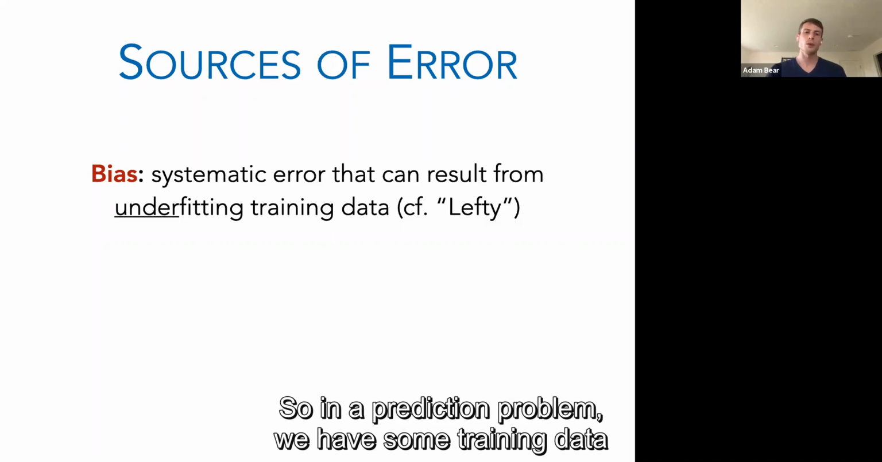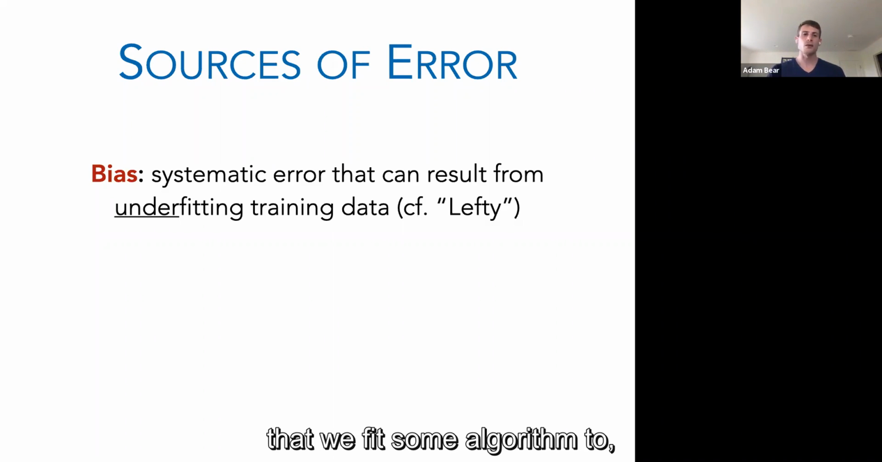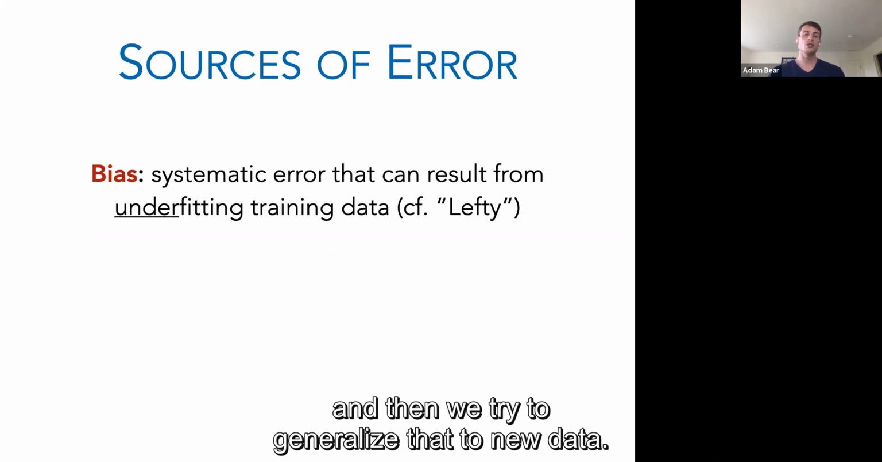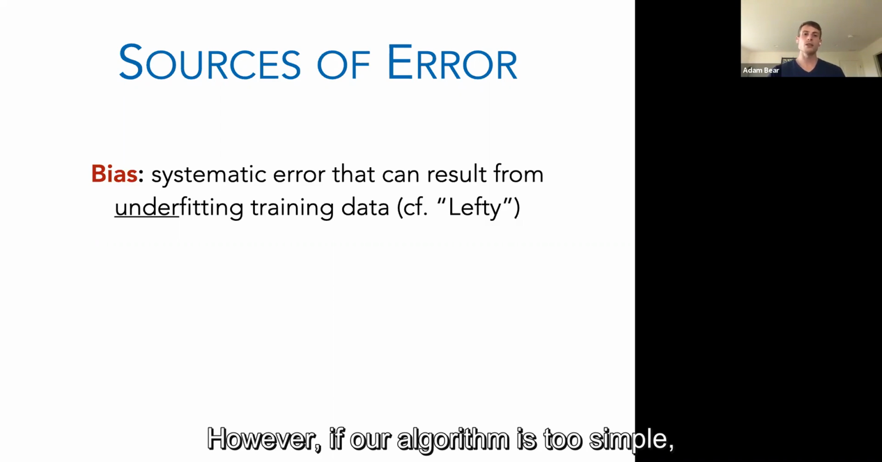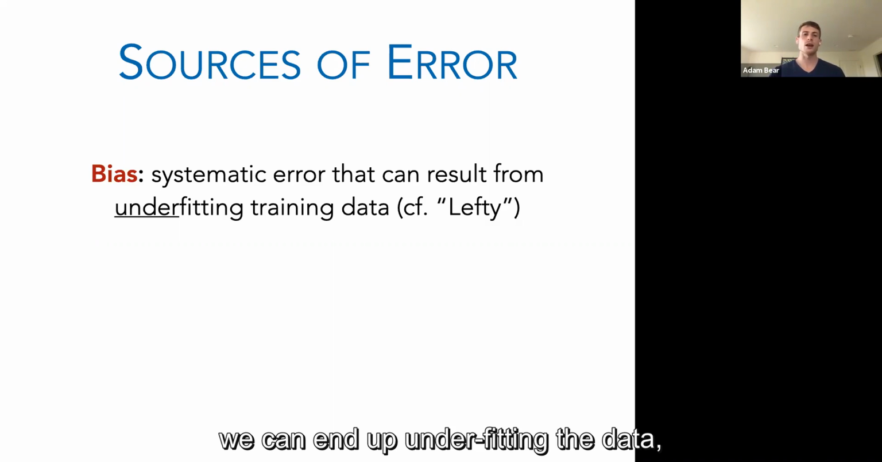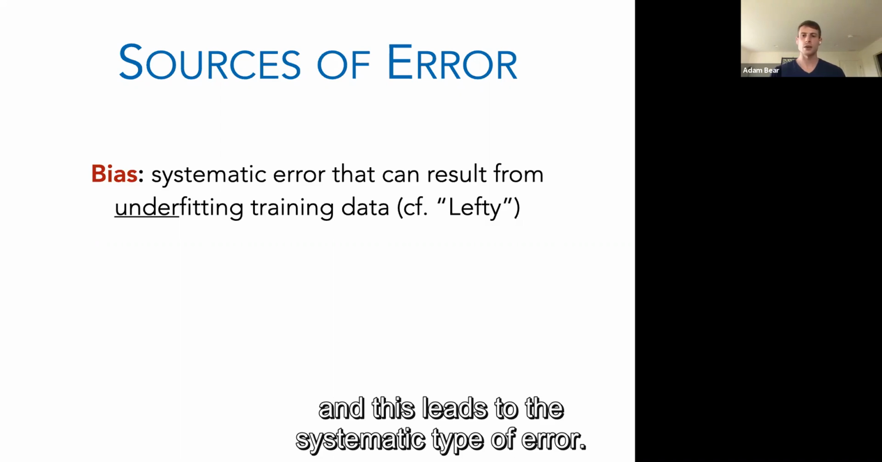So in a prediction problem, we have some training data that we fit some algorithm to, and then we try to generalize that to new data. However, if our algorithm is too simple, as I'll explain on the next page, we can end up underfitting the data, and this leads to this systematic type of error.